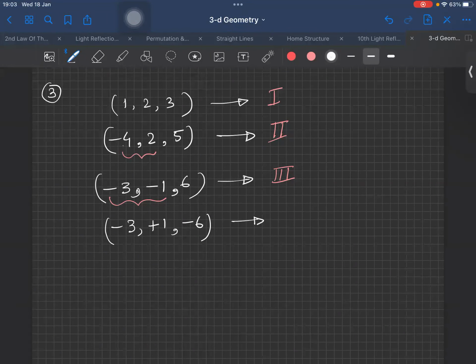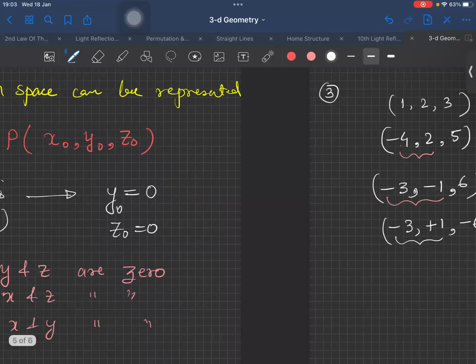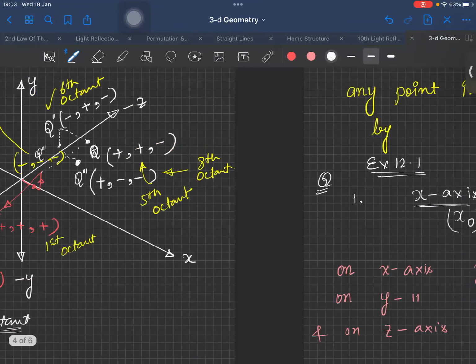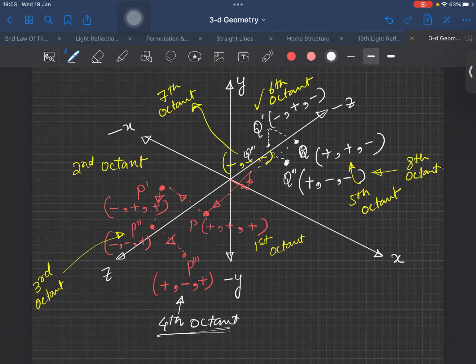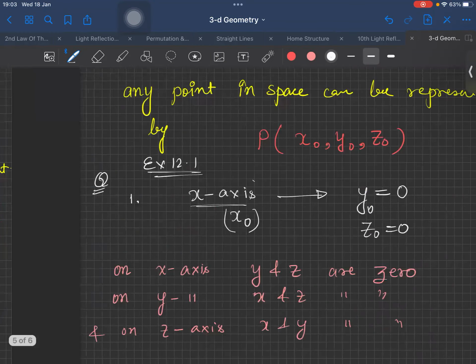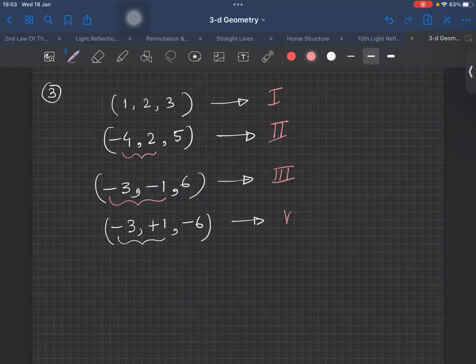Minus, plus, minus. So first always check these two. Which quadrant is this two in the xy plane? Minus, plus. Second, right? And then z is negative. So opposite of second, which octant is it? Sixth, right? So this will be in sixth octant. Understood?